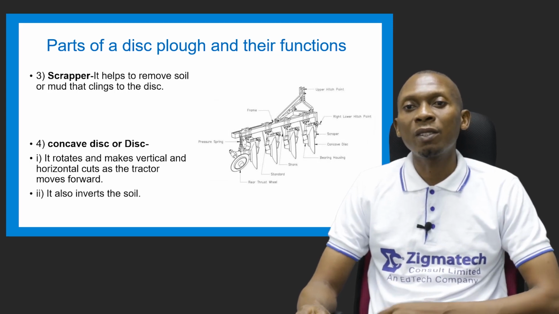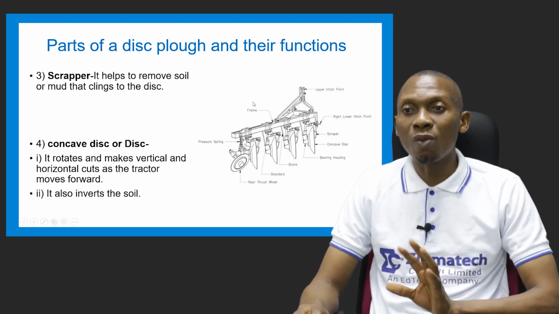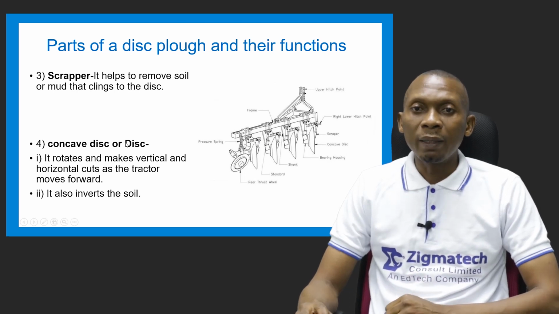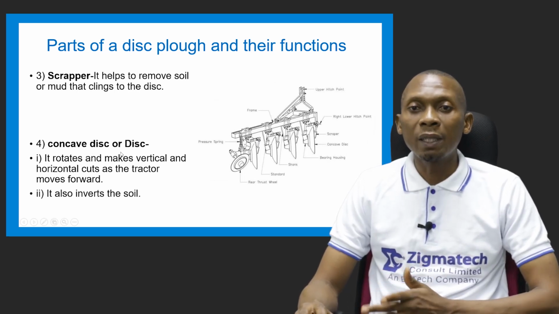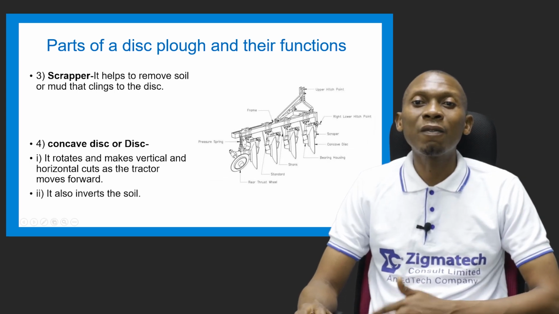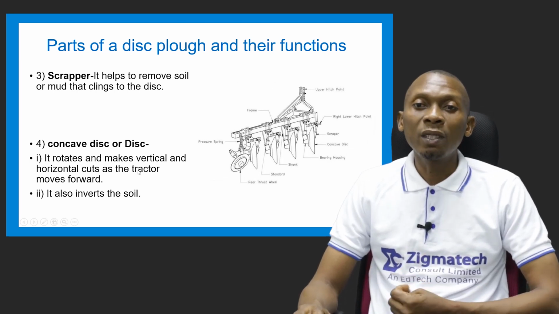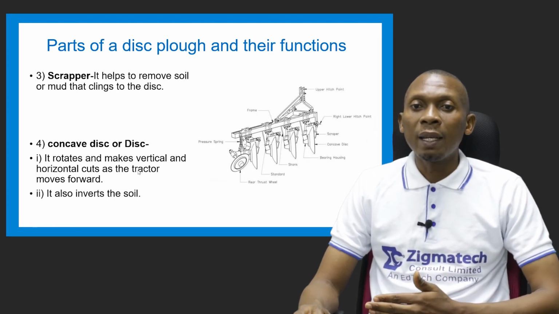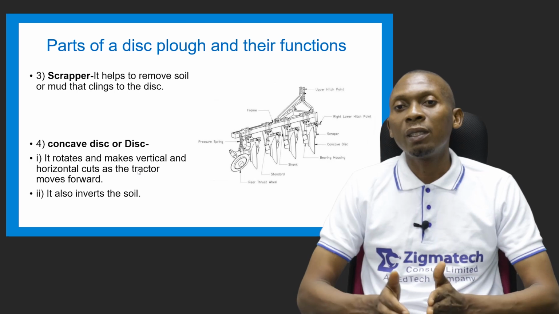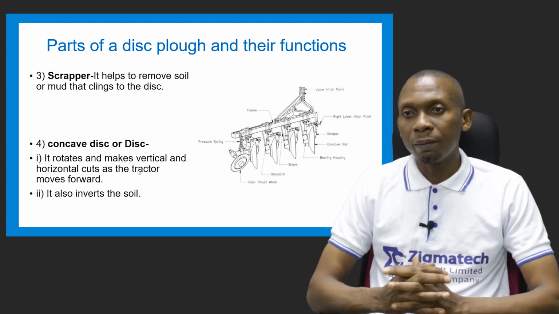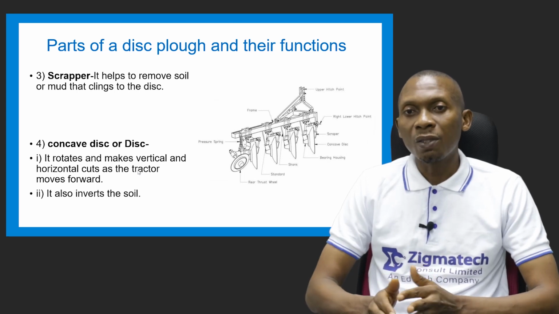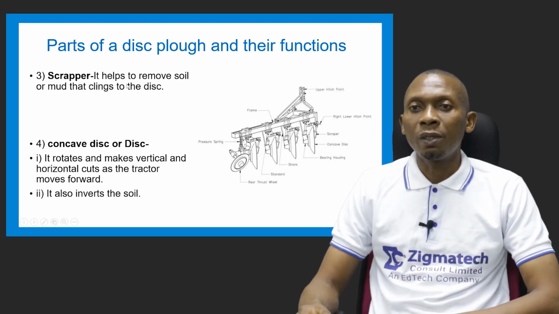We also have the concave disc or the disc, as I've stated earlier. Those are the round structures that are part of the implement. It's called the concave disc or disc, and it rotates and makes vertical and horizontal cuts into the soil as the tractor moves forward. It also inverts the soil. So after cutting the soil, it turns it over, which helps to bury weeds. So it cuts the soil and turns it over.